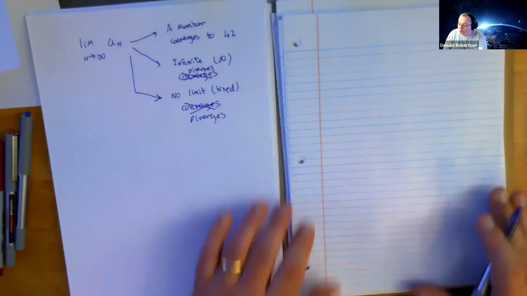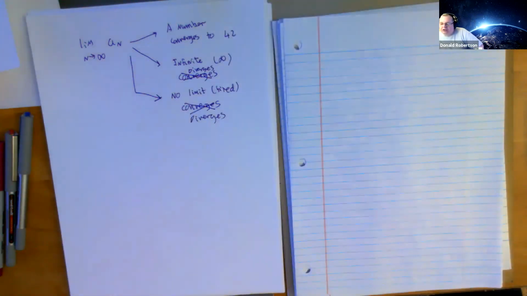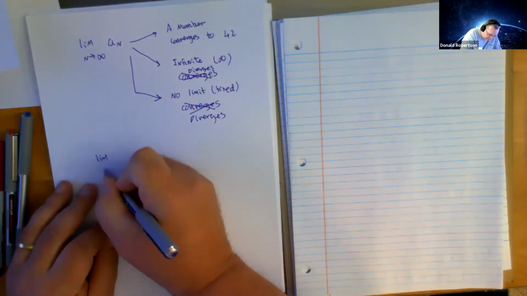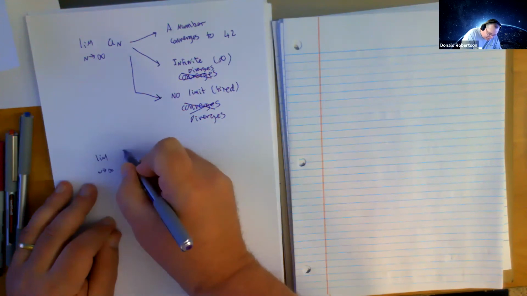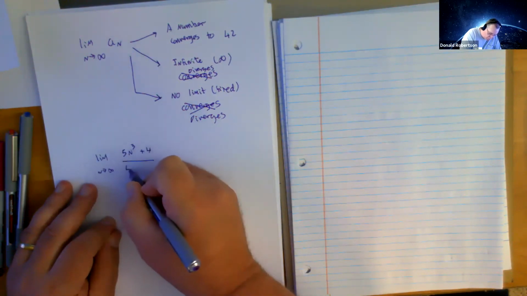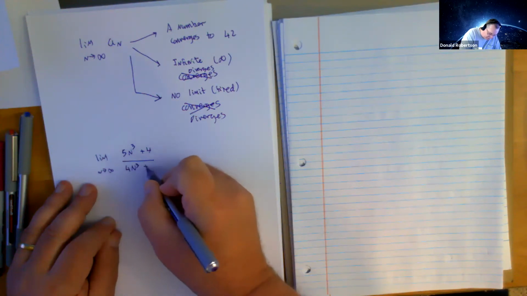Right, so let's look at the practicalities. L'Hopital, divide top and bottom by n cubed, plug in infinity to see what happens, and by inspection. It's an interesting term, we'll see what that looks like. Well, let's look at the limit as n tends to infinity of 5n cubed plus 4 over 4n cubed plus 2n.